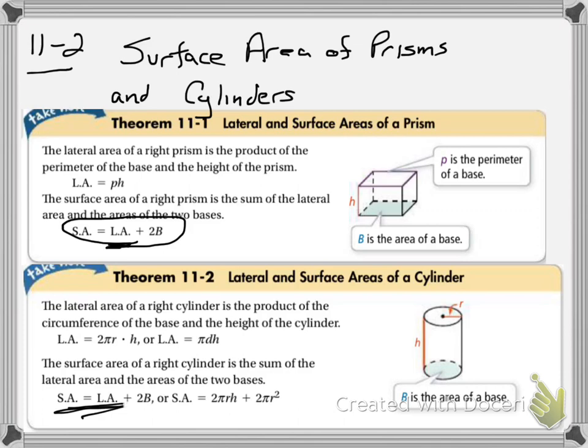Let me erase that so you can see it a little bit better. Okay, but what is lateral area? If you look up here, lateral area is the perimeter of the base times the height. So depending on what figure you're talking about, the perimeter of the base can change. For a prism, obviously, it's a rectangle or a square, but with a circle or a cylinder, the base is a circle. So that's where the 2 pi r h comes in. Lateral area, perimeter of the base, is 2 pi r, which is just circumference.